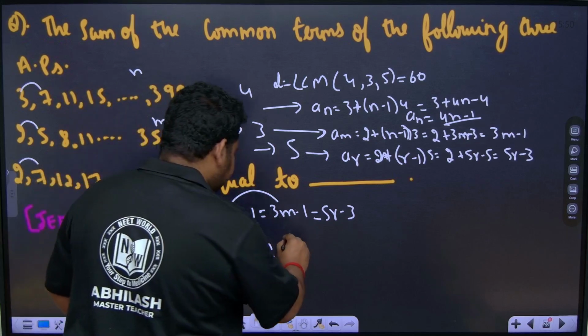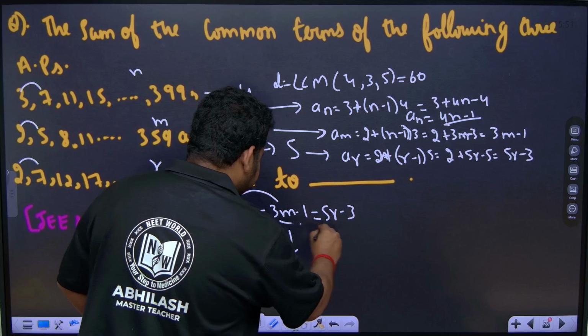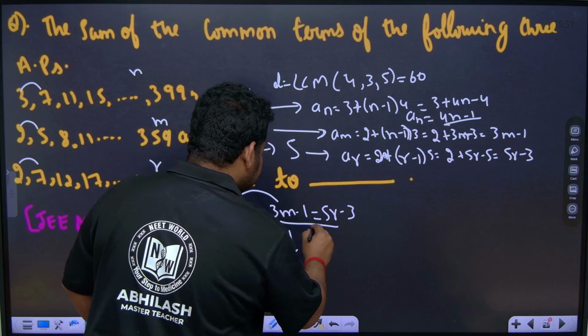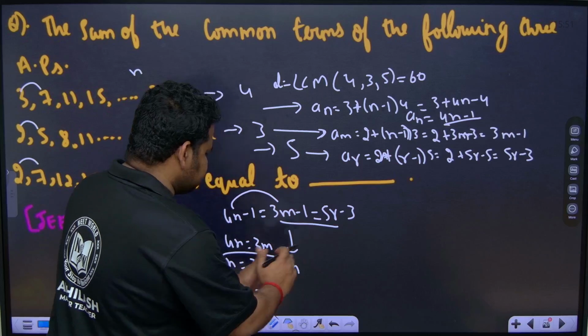Here m will be, I'll keep it as m itself. Now, if I compare this and this, what I'll get? 3m minus 1 is equal to 5r minus 3. I'll write it in terms of m only, RHS.